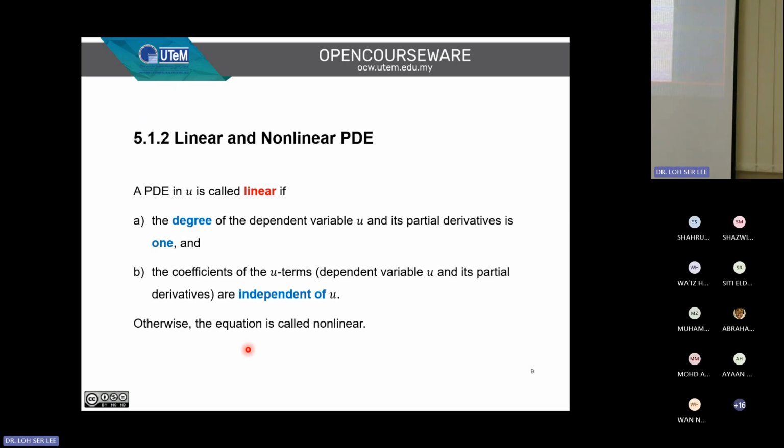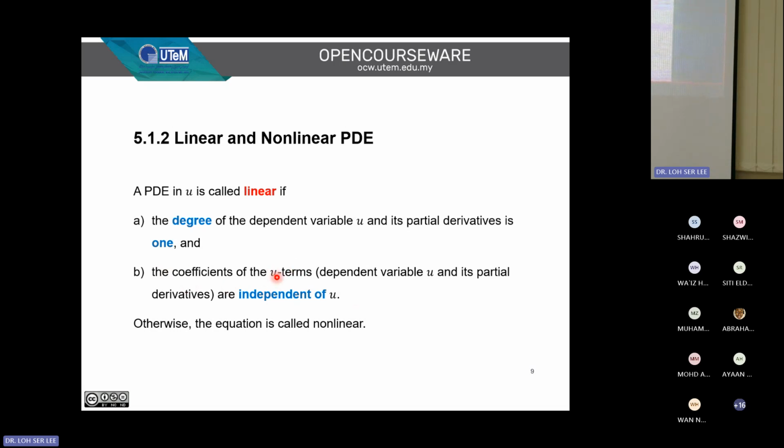Next one, we look at the linearity of a PDE. So there are two requirements. The first one is the degree of the dependent variable u. Remember your u is the dependent variable now. The u must be in degree of 1, that means power of 1. And also its partial derivatives, the degree must be also 1. Whenever you see the u, it must be power of 1.